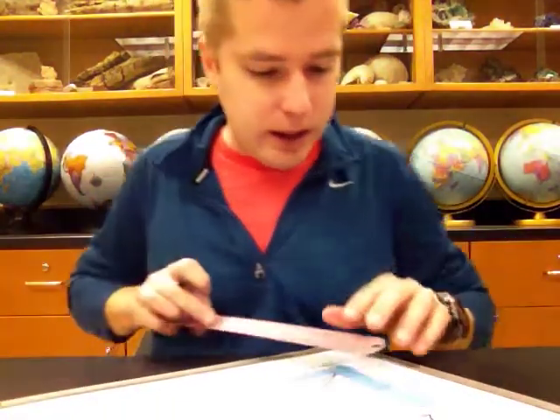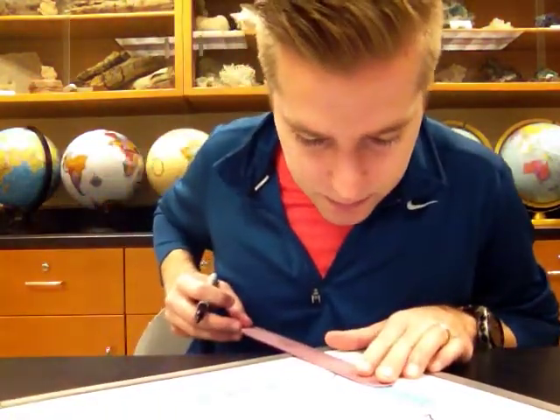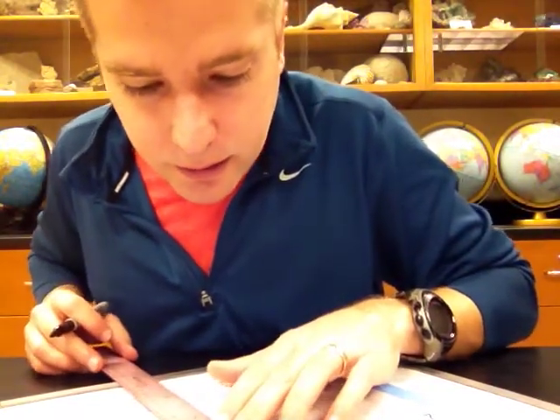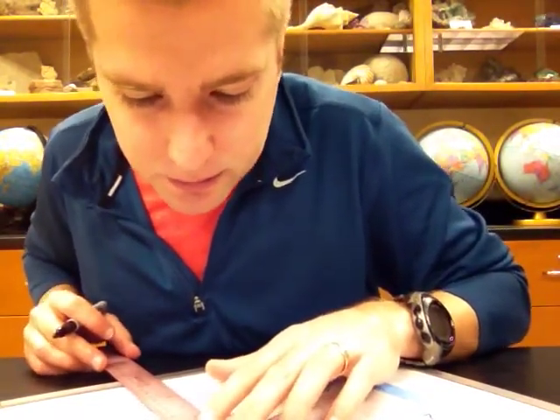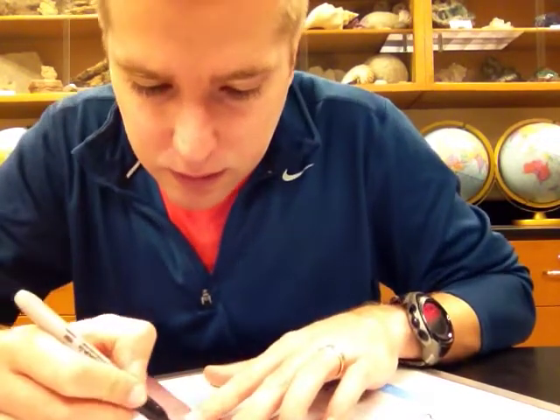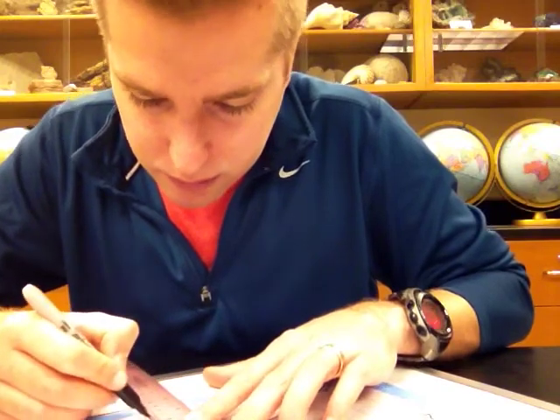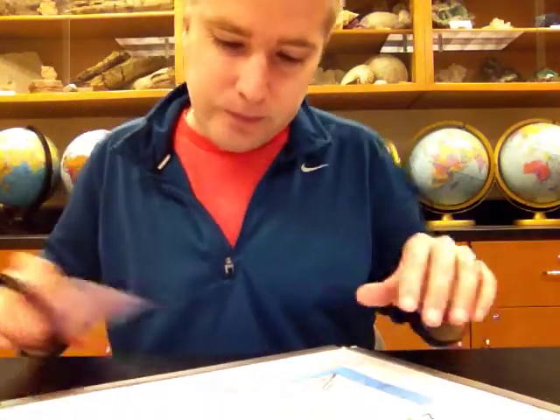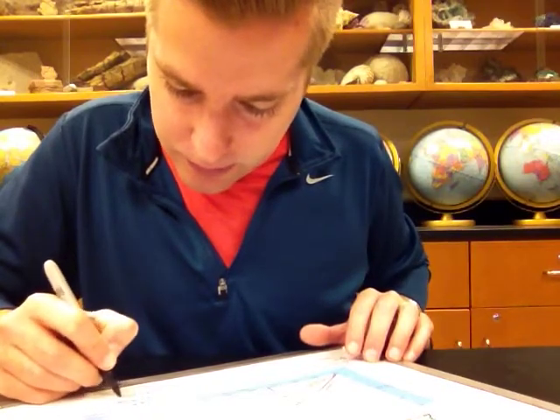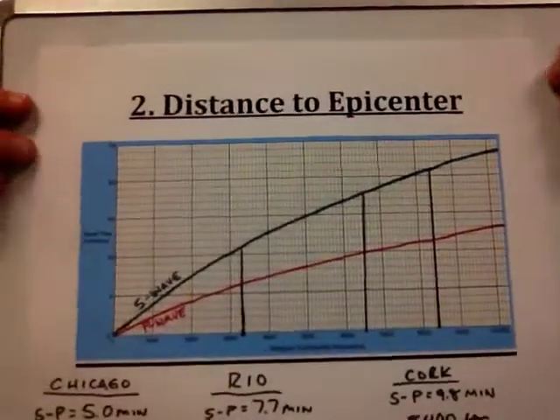And then Cork, 9.8 minutes, is about 4 centimeters. And there are 4 centimeters about here. And so we're looking at 8,400 kilometers.